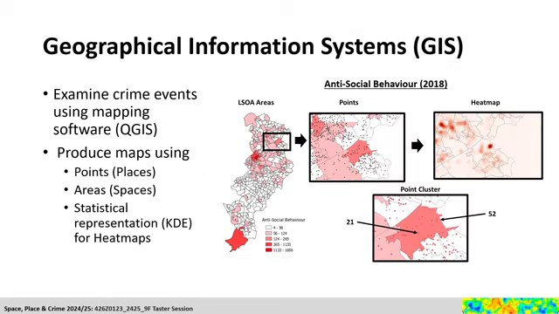I just want to do a couple of minutes of GIS now. So I just want a quick overview of how to use a GIS and the key components. So we will examine, as part of this module, crime events using the software. So we'll produce a series of maps. So we'll look at maps using points, focused around places. We'll also use area-based mapping, but we'll also introduce some statistical representation for the heat maps. So I'm just going to do a quick overview in QGIS now.